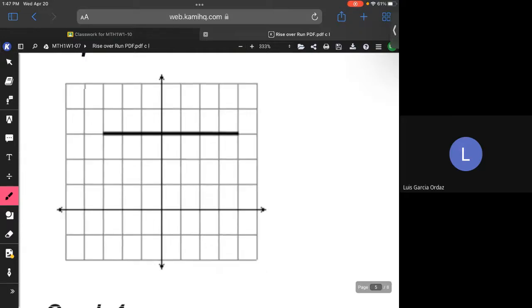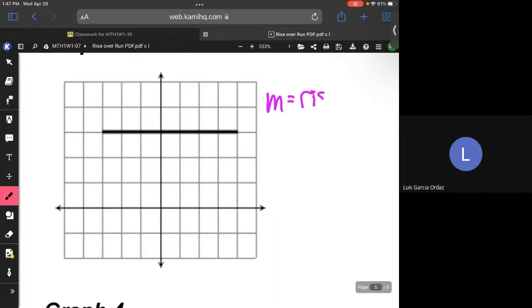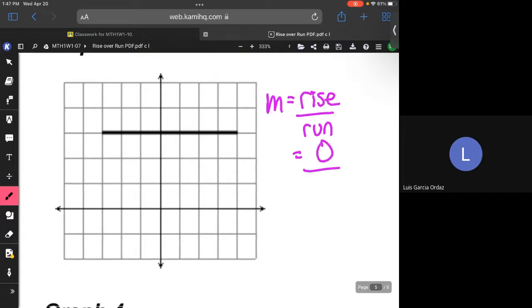Okay, so now we have a horizontal line. So just by looking at it, do I have a rise with a horizontal line? So what's my rise? 0. And what's my run? We'll say 7. Okay, so from here to here, that would be 7 spaces. So what's 0 divided by 7? 0. So my slope is going to be 0. So every time you see a horizontal line, my slope is going to be 0. So 1, 2, 3, 4, 5, 6, 7.